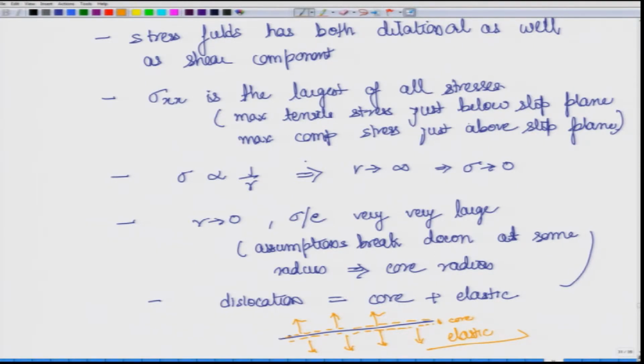Now, this core, as you can realize, is 1 nanometer in radius, which means that when it comes to influencing other dislocations, it does not make much of a difference, particularly when the distance is a little large. However, the elastic field is the one that actually decides a lot of characteristics of the crystal, because it has a large range and affects up to a much longer distance.